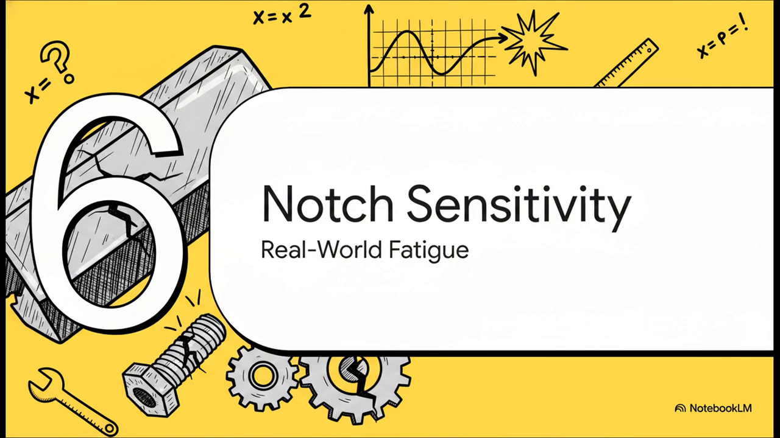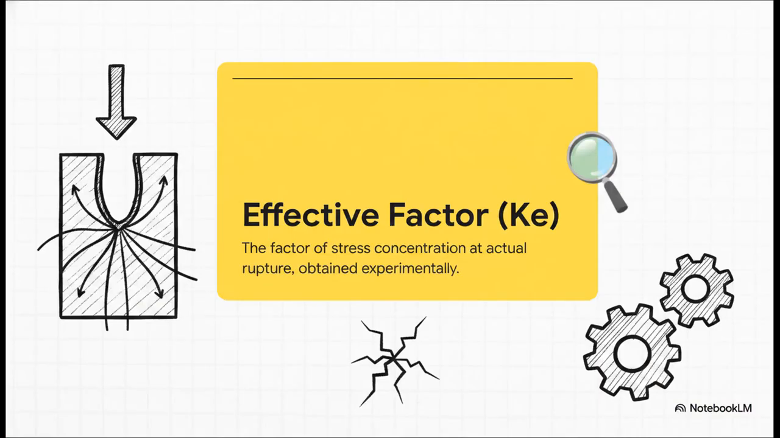And finally, part 6, notch sensitivity and fatigue. For our final lesson, we really need to address reality and look at why theoretical elasticity models sometimes just completely fail to predict actual fatigue behavior on the workbench. Because, hey, theoretical math is great, but metal doesn't always read the textbook, right? We have to introduce the effective stress concentration factor, or KE. This is the factor of stress concentration at actual rupture, and it's obtained through real-world experiments.